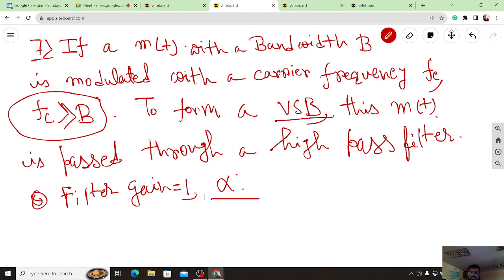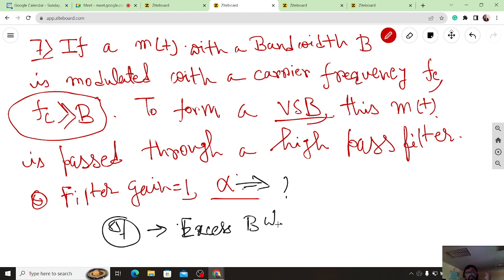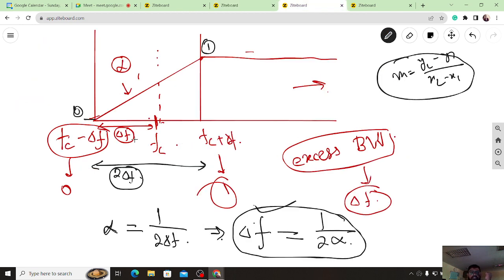So we need to find out what was alpha, and alpha depends on the slope. Sorry, we have to find out what was delta f here, the excess bandwidth. What is the excess bandwidth for the PSB signal? This is the excess bandwidth delta f, because the carrier frequency is fc and it becomes 0 at fc minus delta f. So this is the part that is the excess bandwidth here for the PSB signal.